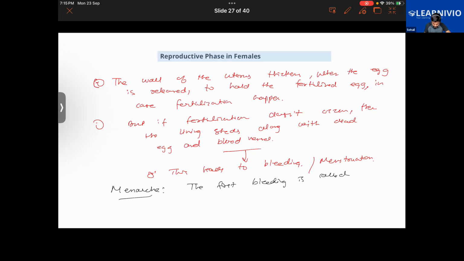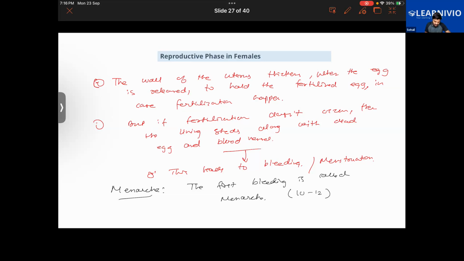So the first flow, the first bleeding, is called menarche. Menarche in the woman will begin around the age of 10 to 12, and it can vary in some women. It usually occurs between the ages of 10 to 12. In some, it can begin early, by the age of 9, or in some, by the age of 13 or 14. But usually we say the age is 10 to 12 years.